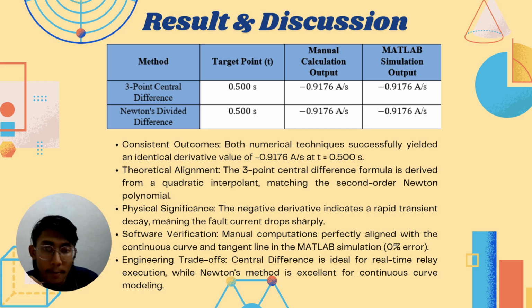So next, for software verification, we do the manual calculation and compare with MATLAB. It is the same, which proves that MATLAB and manual calculation are aligned. So for engineering trade-off, central difference is ideal for real-time relay execution, while the Newton method is excellent for continuous curve measurement.